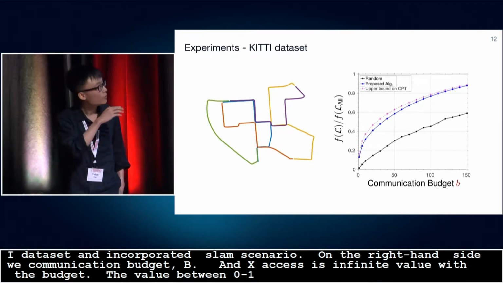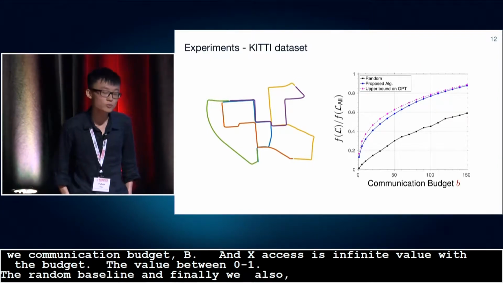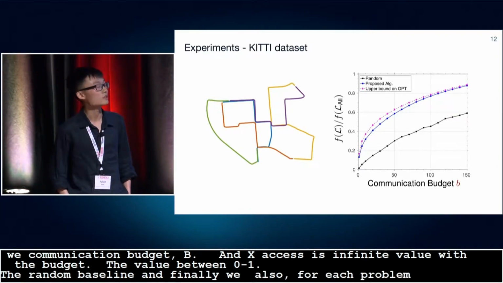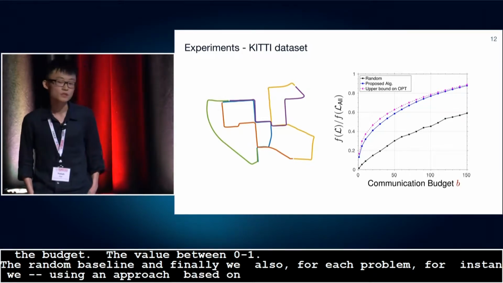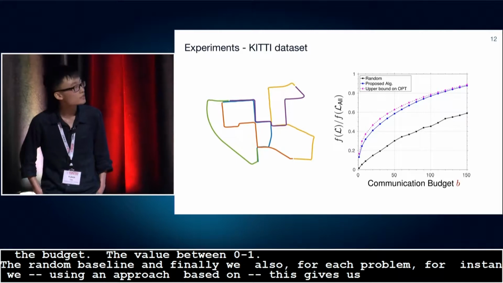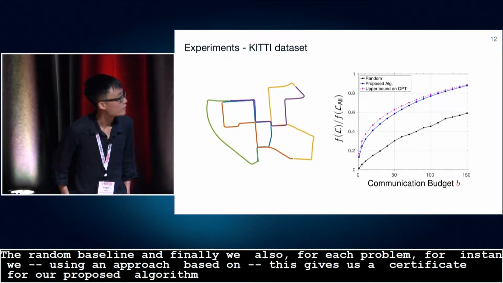And finally, for each problem instance, we also obtain an upper bound on the optimal value using an approach based on convex relaxation. This gives us a certificate on the performance of our proposed algorithm, which is typically much stronger than the worst case theoretical guarantee. And that's my talk.